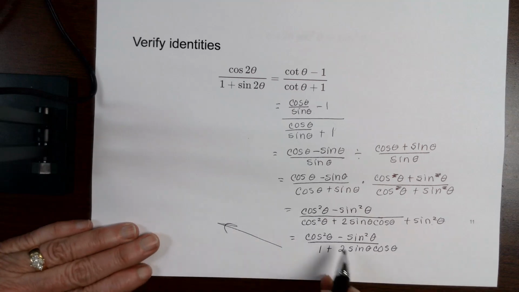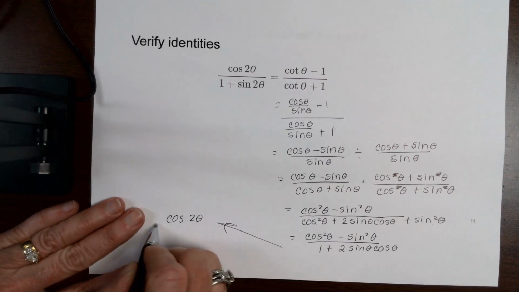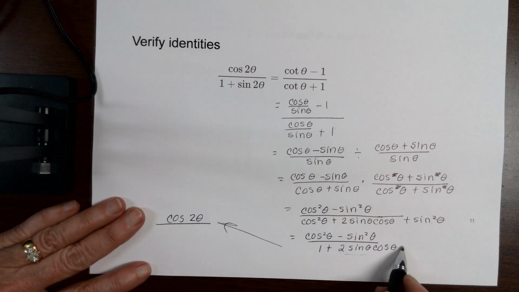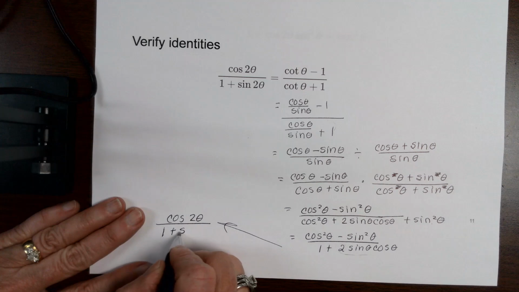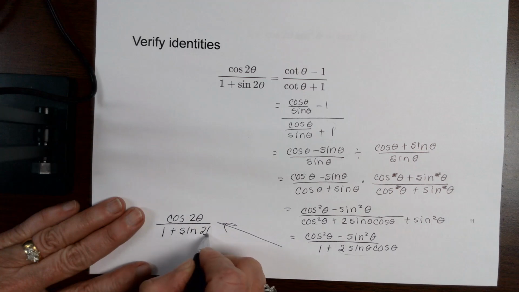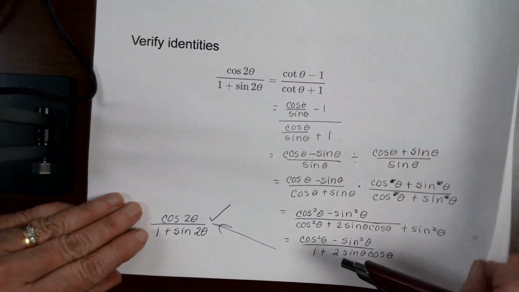Okay, coming over here, so on the top, that gives me the cosine of 2 theta. If you look at your identities, you see that this part right here is equal to the sine of 2 theta. So that is exactly what you were trying to get. Okay? All right, one more.